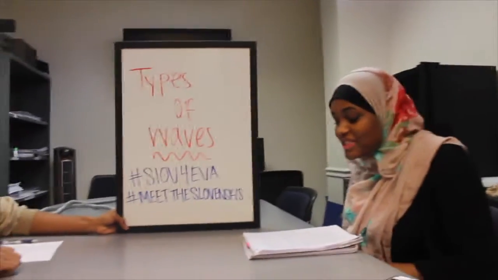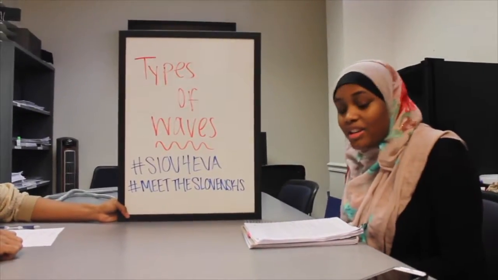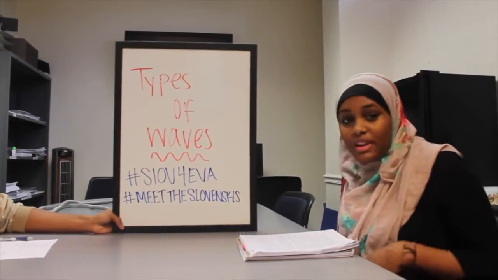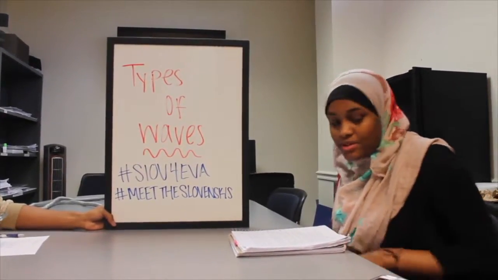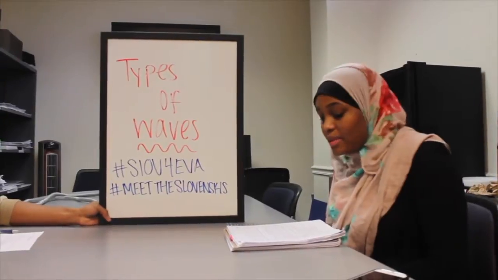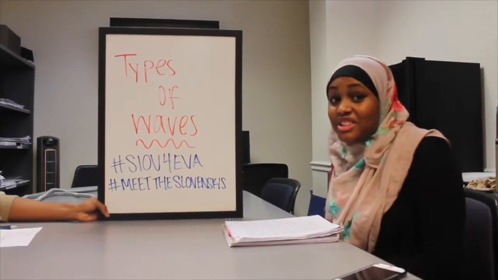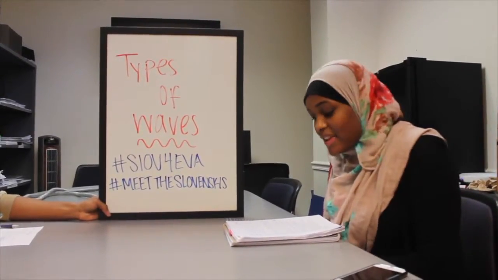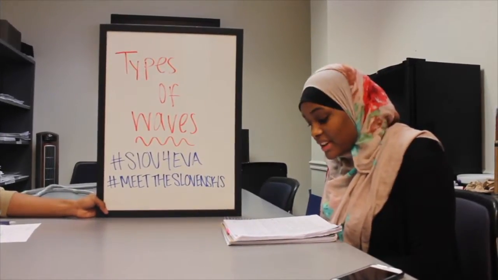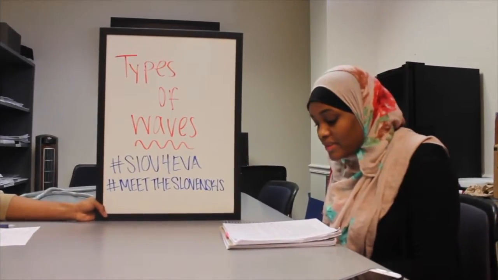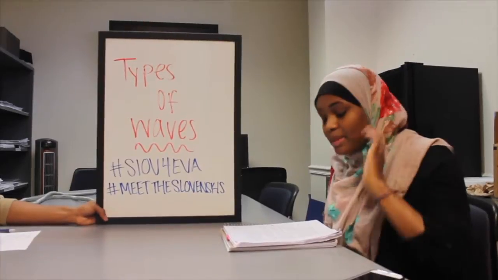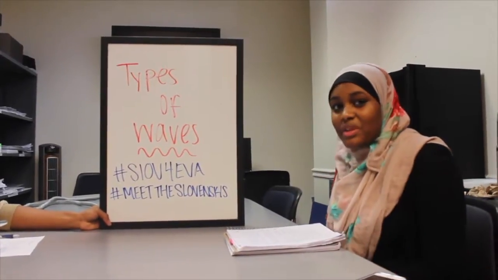There are two types of waves. The first are transverse waves, when a wave travels down a rope left to right and the particles of the rope vibrate up and down, perpendicular to the motion of the wave. And then there are longitudinal waves, where the vibrations of the particles of the medium are along the same direction as the motion of the wave.